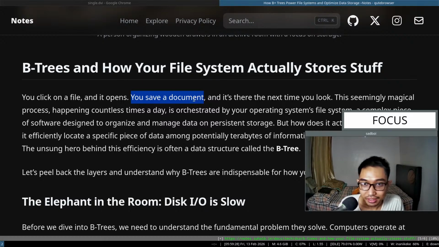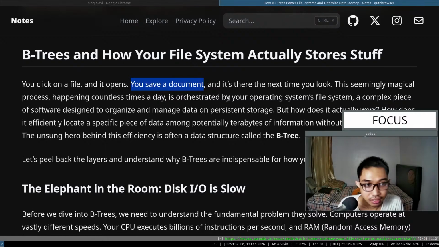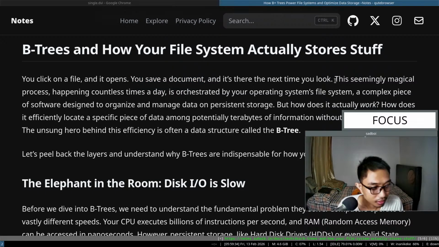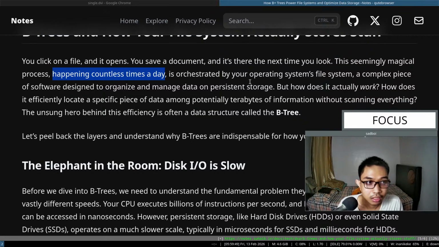Okay, you click on a file and it opens. You save a document and it's there the next time you look. This seemingly magical process happening countless times a day is orchestrated by your operating system's file system, a complex piece of software designed to organize and manage data on persistent storage.